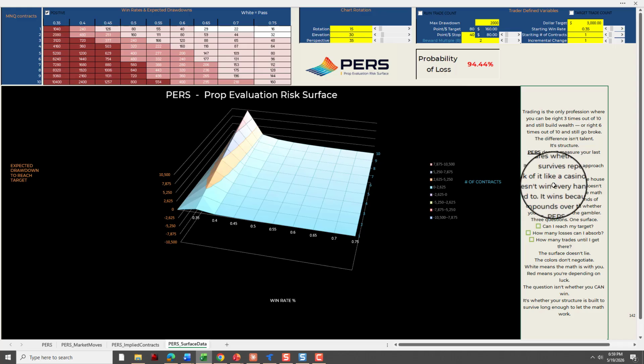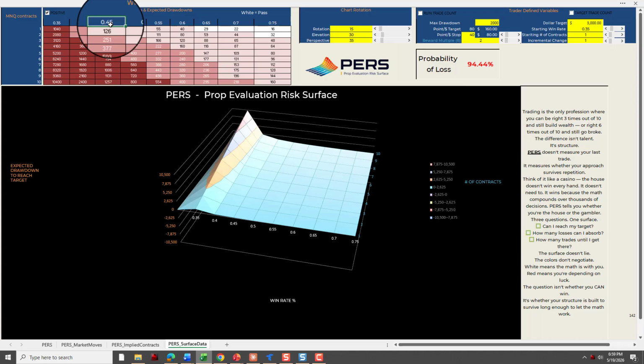Think of it like a casino. The house doesn't win every hand. It doesn't need to. It wins because the math compounds over thousands of decisions. PERS tells you whether you're the house or the gambler. What that means is you may actually pass an evaluation with a 45% winning percentage as a trader.